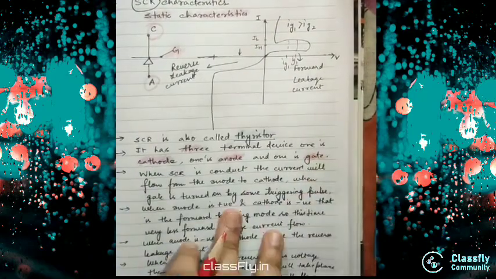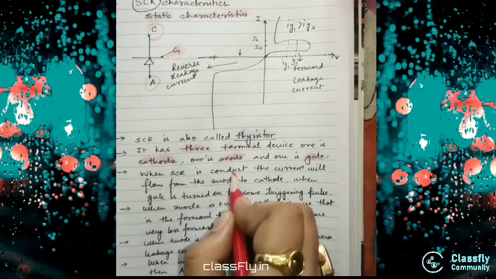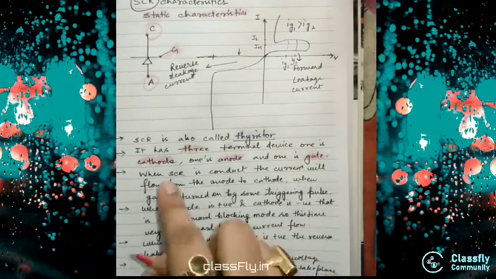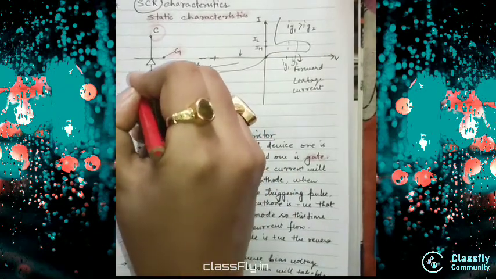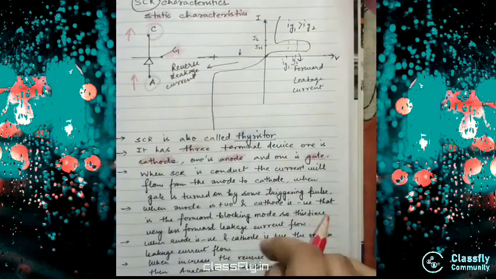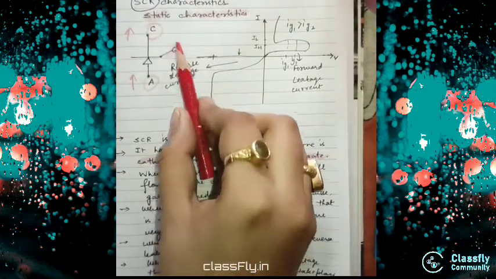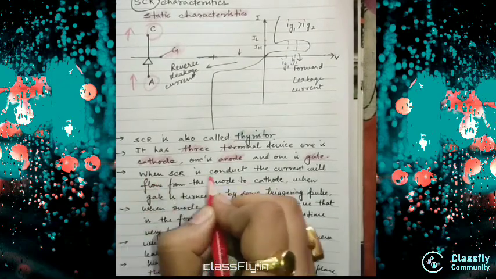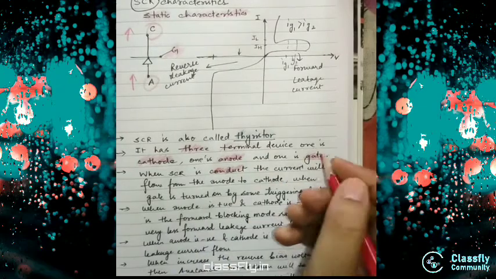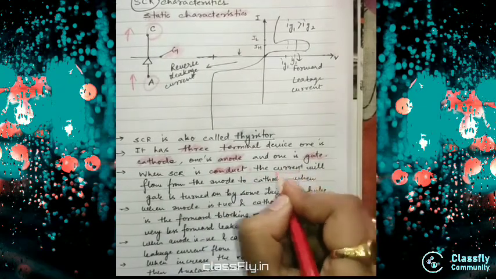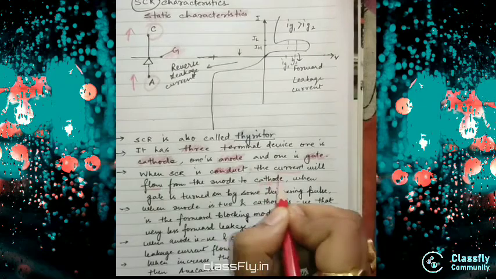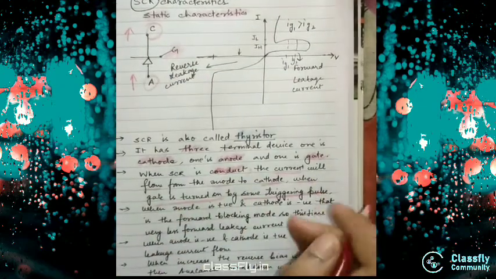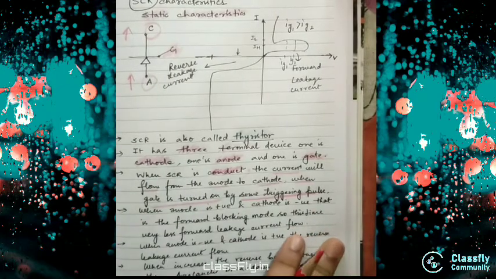Okay, so see, when SCR is conducting, that means the SCR starts working. At that point of time, the current will flow from anode to cathode. That means at this point of time, the gate will be triggered. So in this statement, what I wrote: when SCR is in conducting mode, the current will flow from anode to cathode when the gate is turned on by some triggering pulse, or you can say firing.